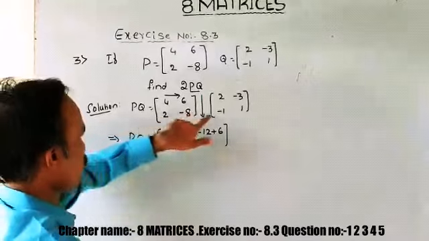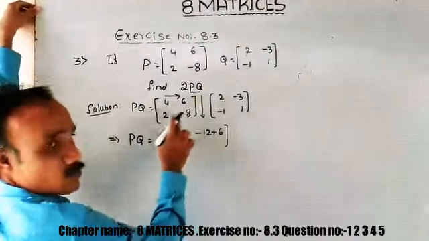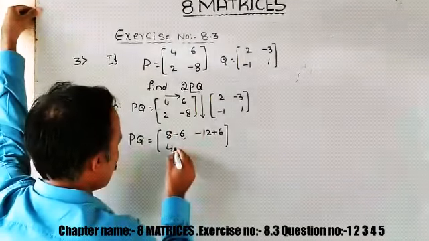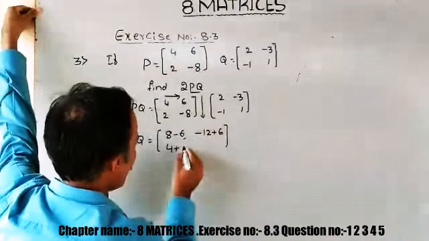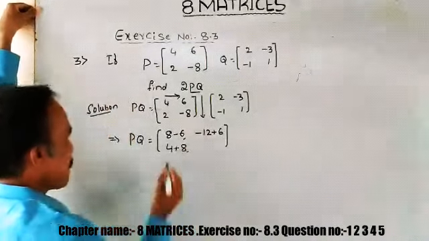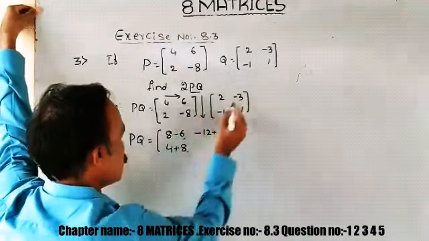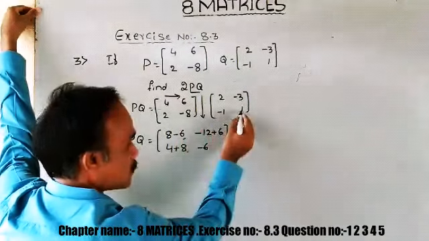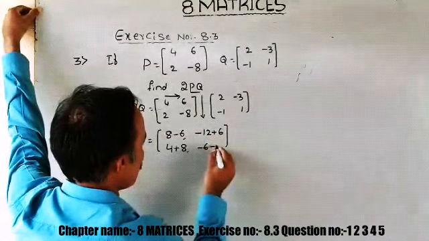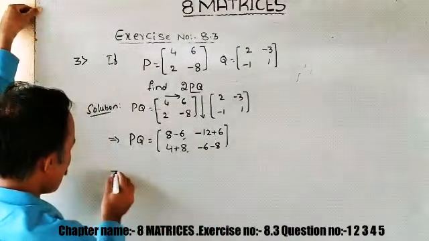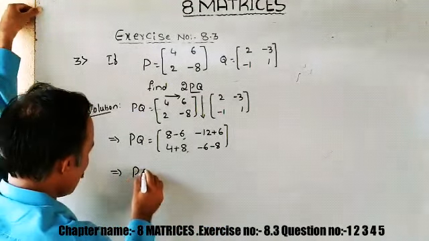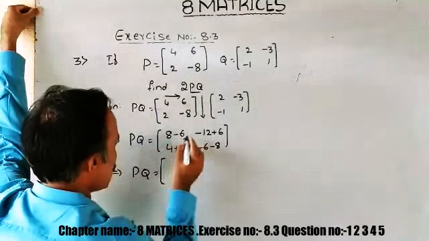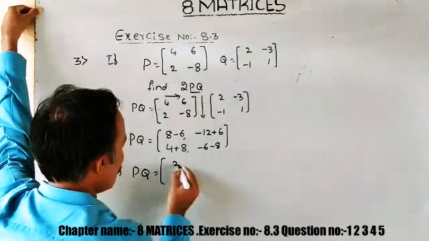Next, second row, first column. 2 into 2, 2 into 2, 4. Minus into minus plus, 8 into 1, 8. Then 2 into minus 3, 2 into minus 3, minus 6. Minus 8 into plus 1, minus 8 into plus 1, that is minus 8. So PQ is equal to, simplify, 6 minus 8 minus 6, that is 2.